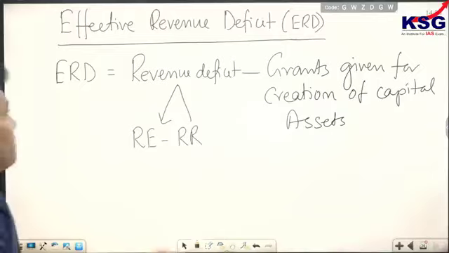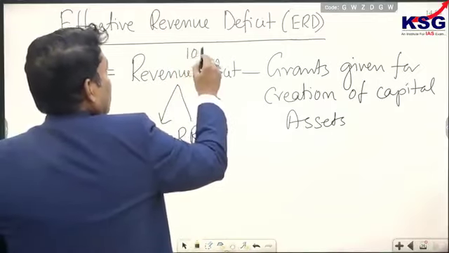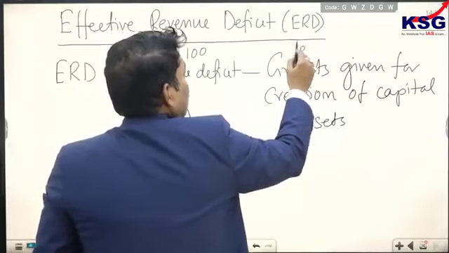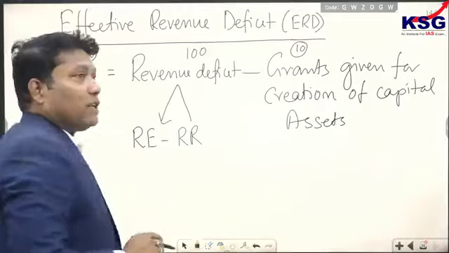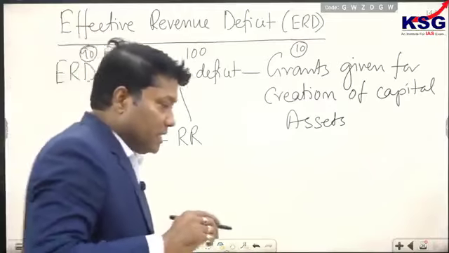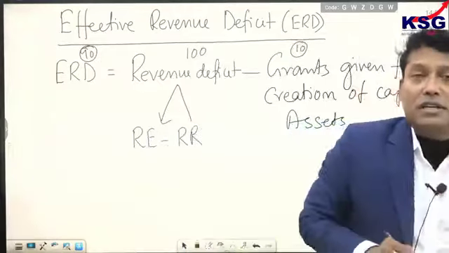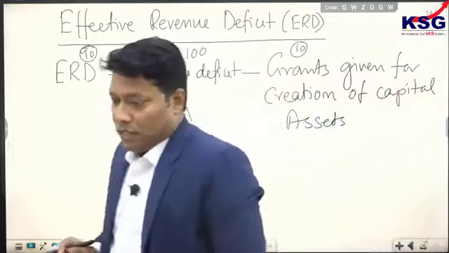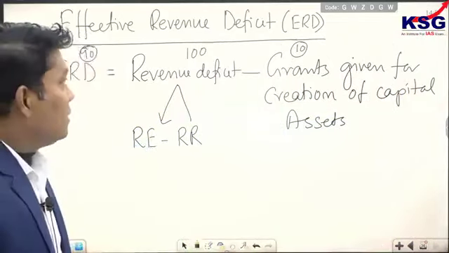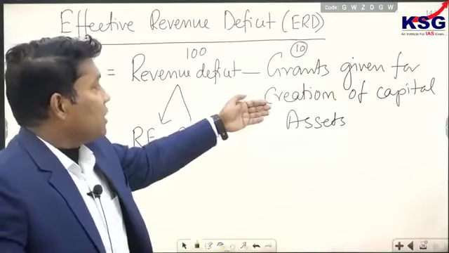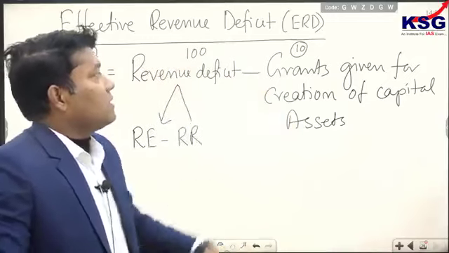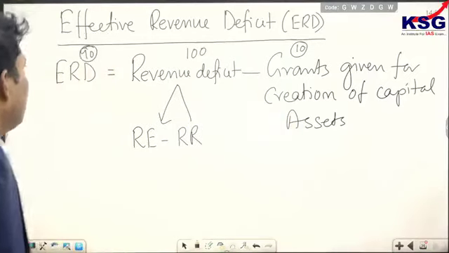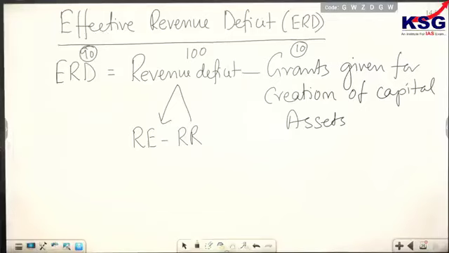Suppose 100 rupees was your revenue deficit, and 10 rupees were used as grants for this purpose. So your ERD will be 90 rupees. ERD represents a deficit purely due to consumption expenditure. Because in revenue expenditure some overlapping was there, due to the grants used for the creation of capital assets, that much amount you subtract. The left amount represents deficit purely due to consumption expenditure. Please write, all of you.